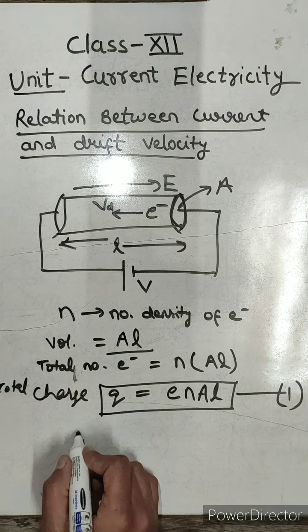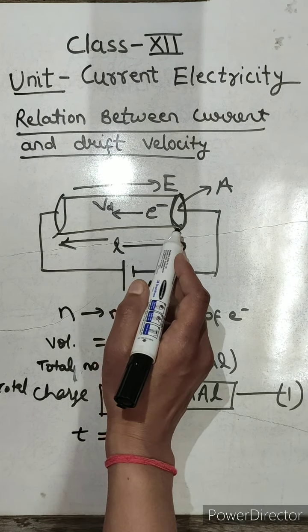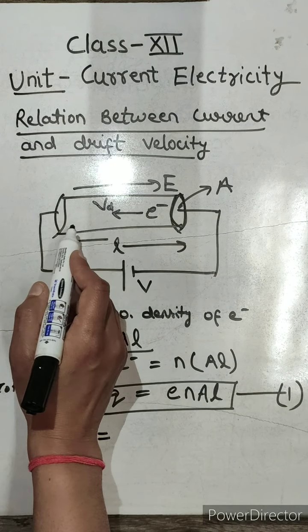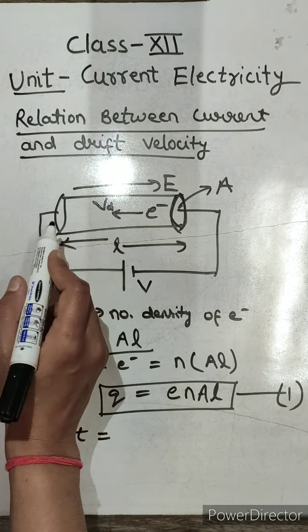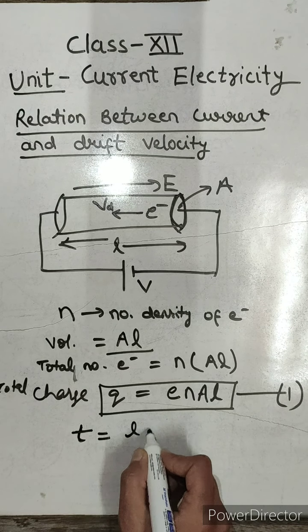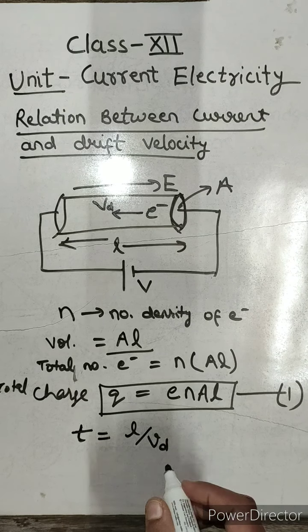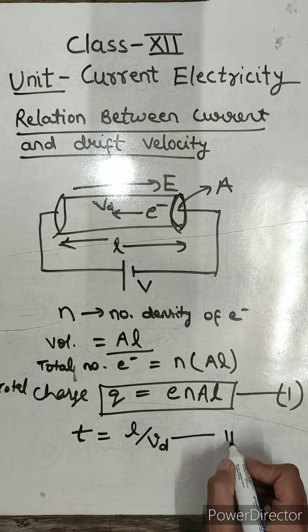And also let T be the time taken by these free electrons to cover this distance, to cross this length L. Let's name that time T. T will be equal to L upon Vd, the average drift velocity. Let's name this equation 2.